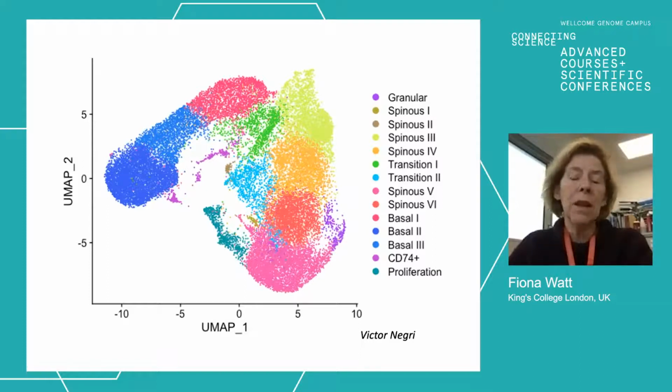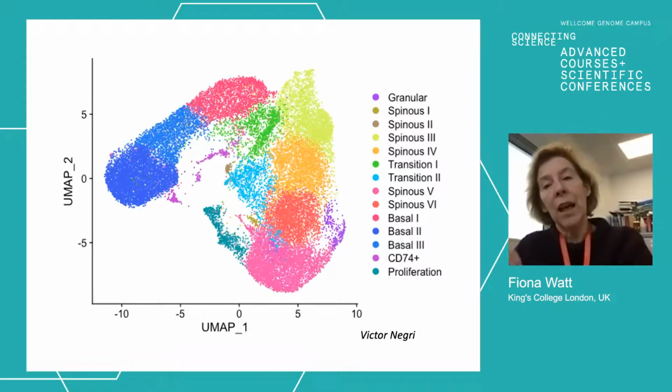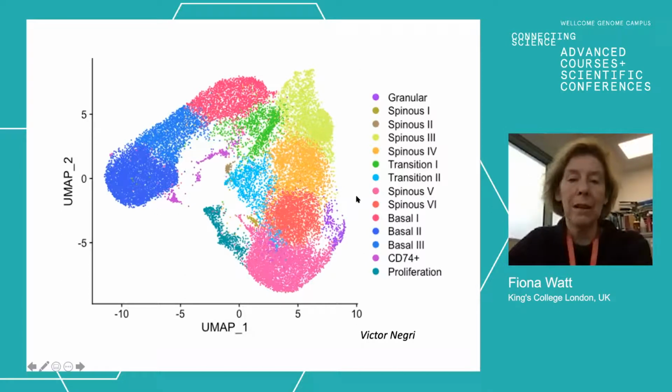And of course, if you've ever tried to disaggregate epidermis with enzymes, you'll know that it's very hard to disaggregate the cornified layers, which don't appear on this plot as well, and to get good representation of the granular layer. But nevertheless, this looks interesting.